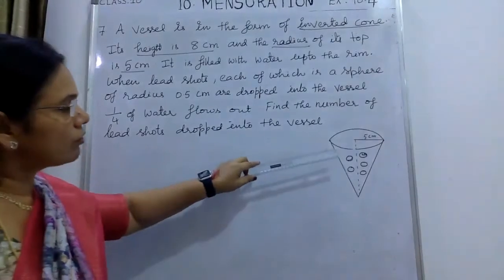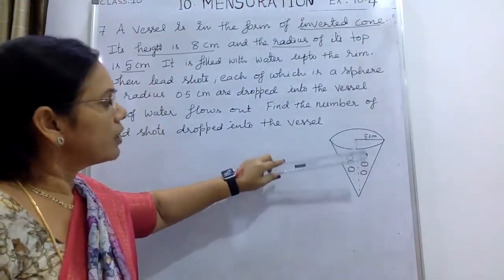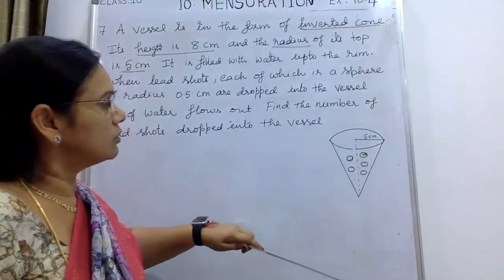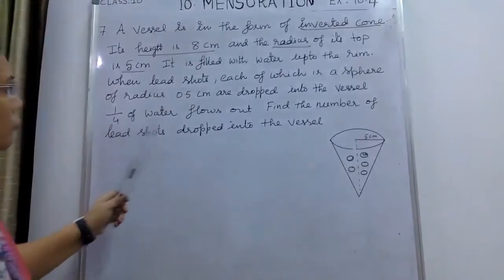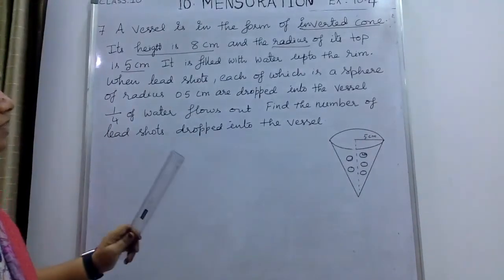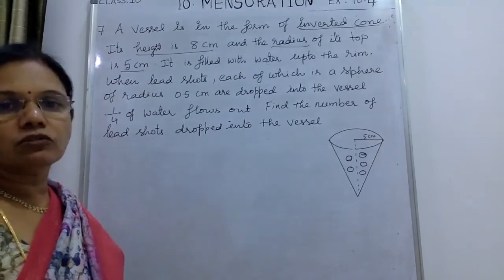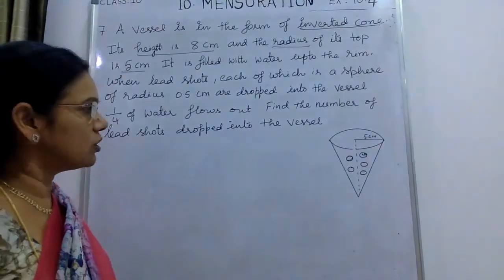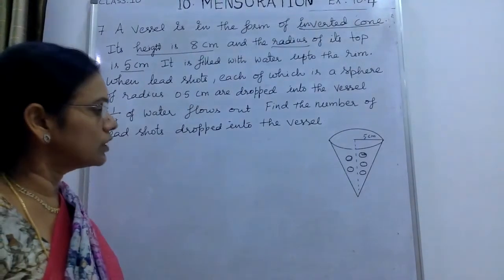We know that water is up to the top of the vessel. When some lead shards are dropped into the vessel, 1/4 of the water came out from the vessel. Find the number of lead shards dropped into the vessel. So how many lead shards are dropped so that 1/4 of the water came out?